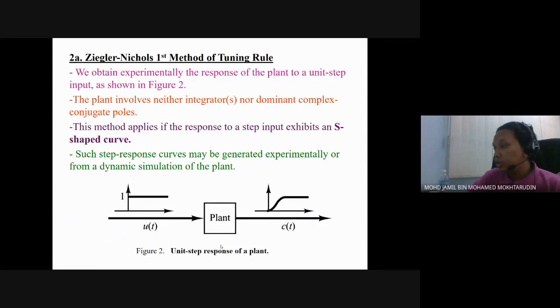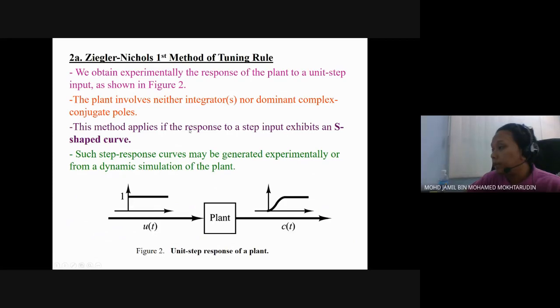There are two rules, but in our syllabus we only cover the first method, the Ziegler-Nichols first method of tuning rule. It is only applicable for the time response of the plant to a unit step input. Unit step input only. So if you have a unit step input, then you use the first method of Ziegler-Nichols. If you have a ramp input, you cannot use the Ziegler-Nichols first method. It is only applicable for unit step input.